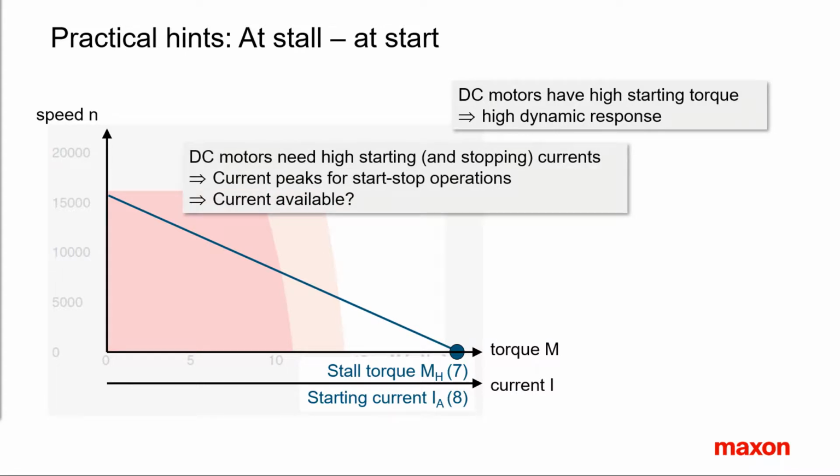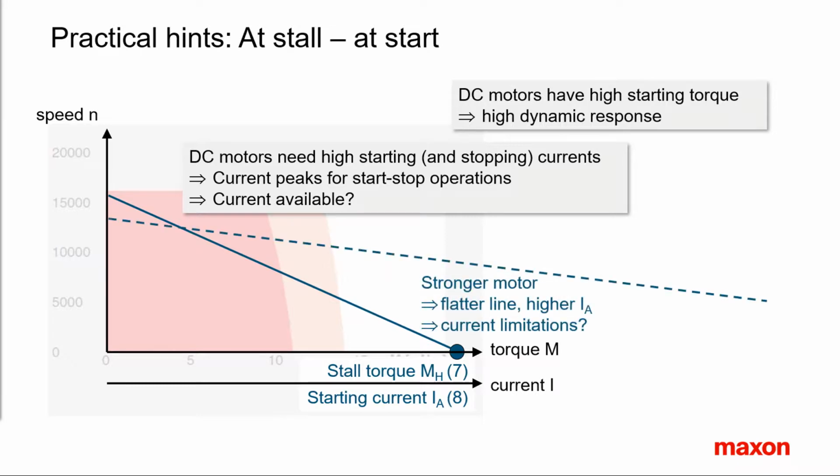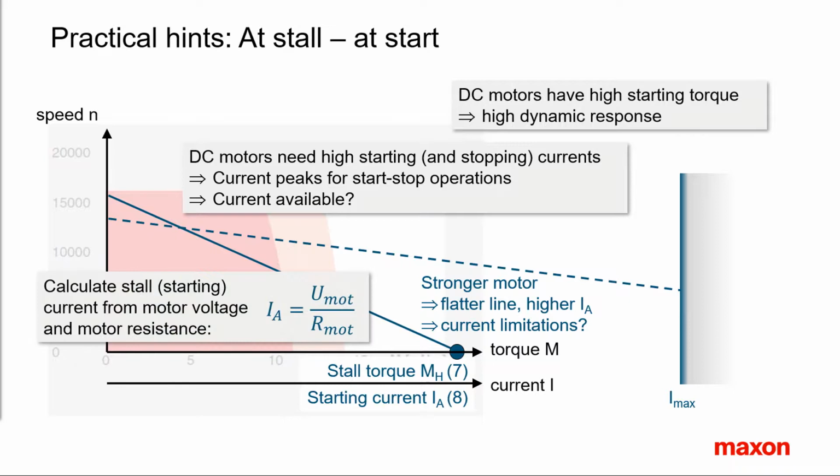Starting and stopping of DC motors need high currents. Often, start-stop operation is associated with current peaks. Power supply and controller might have limited current capabilities that can restrict start-stop operation. This is particularly the case on larger and stronger motors with flat speed-torque lines and correspondingly high starting currents. You can calculate the starting current from motor voltage and motor resistance.